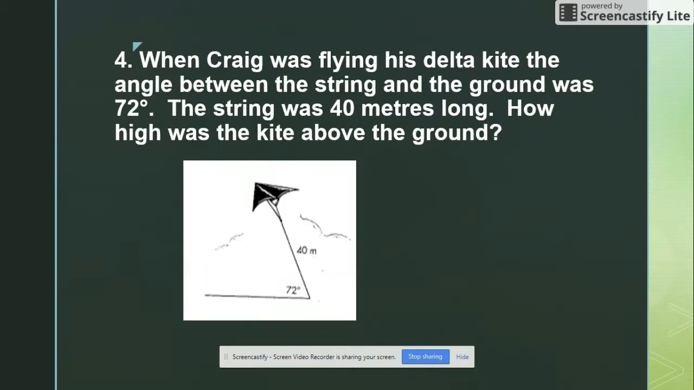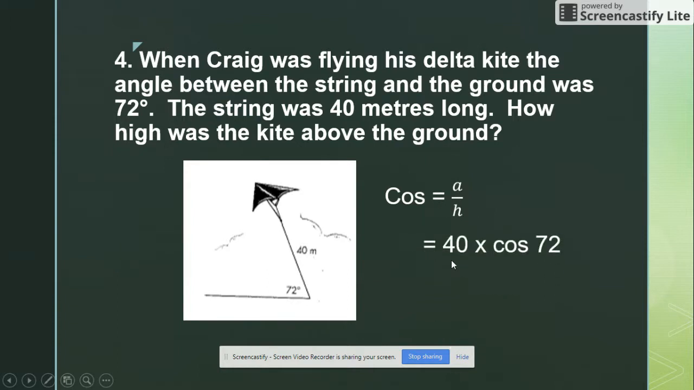All right, when Craig was flying his delta kite, the angle between the string and the ground, so here, was 72 degrees. The string was 40 meters along the ground. How high, so we have to go this way, was the kite above the ground? So we know we've got our adjacent, and, oh, geez, that went a bit quickly.